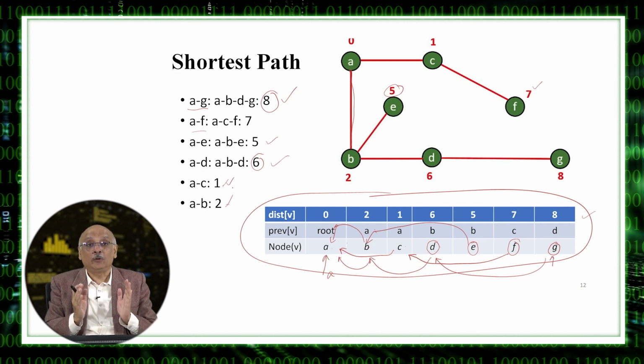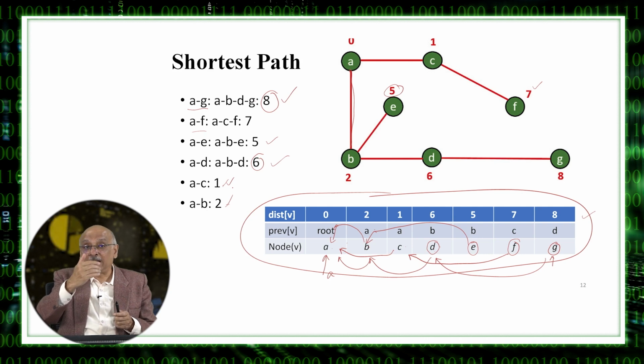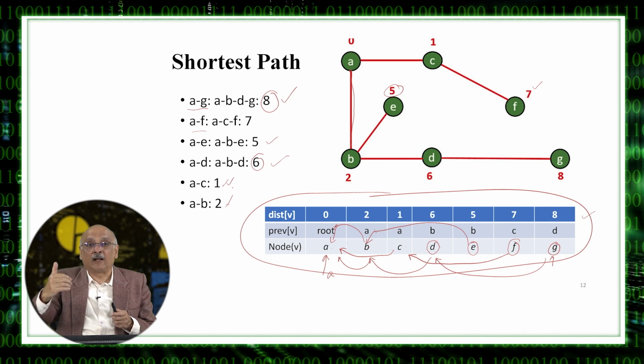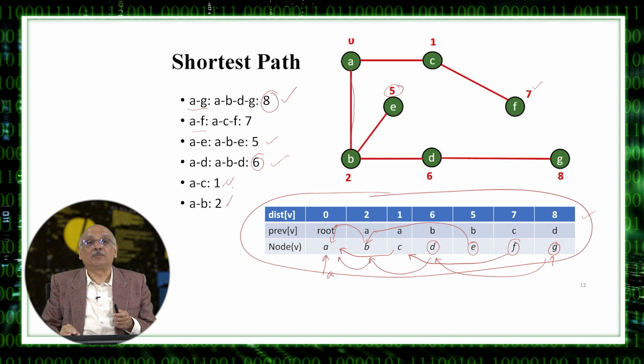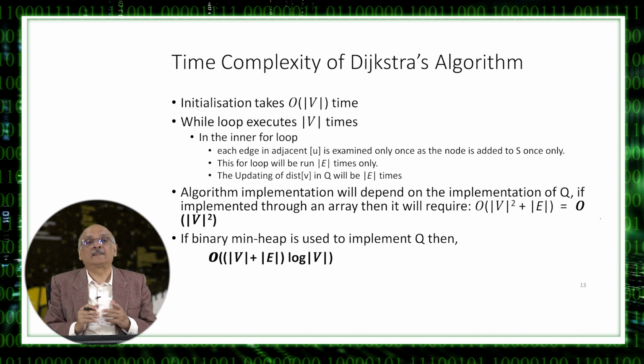So this is the way we work out. First, we work out the entire graph and find the shortest distances, and thereafter we find the final paths from the shortest distance matrices. So this is how Dijkstra's algorithm works. It's a very interesting algorithm, and you should go through it very carefully and actually enjoy it. Now, what is the time complexity of Dijkstra's algorithm?